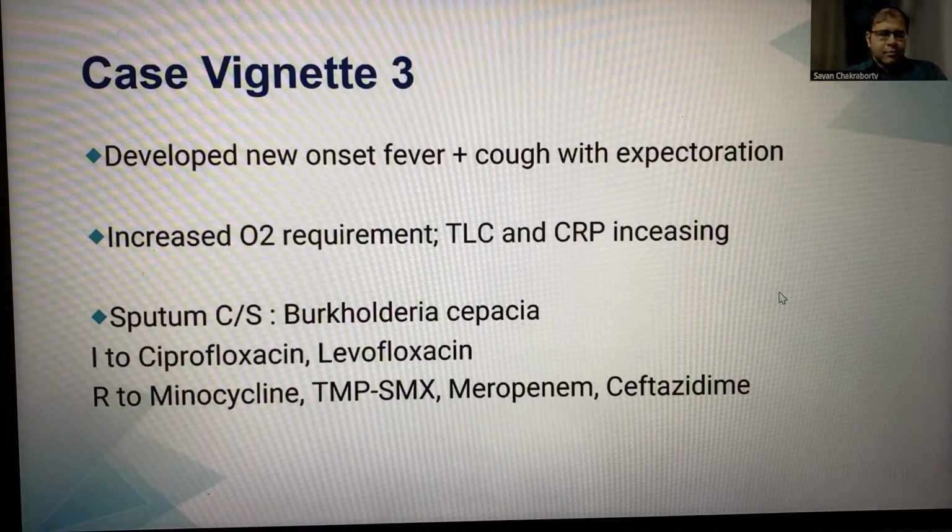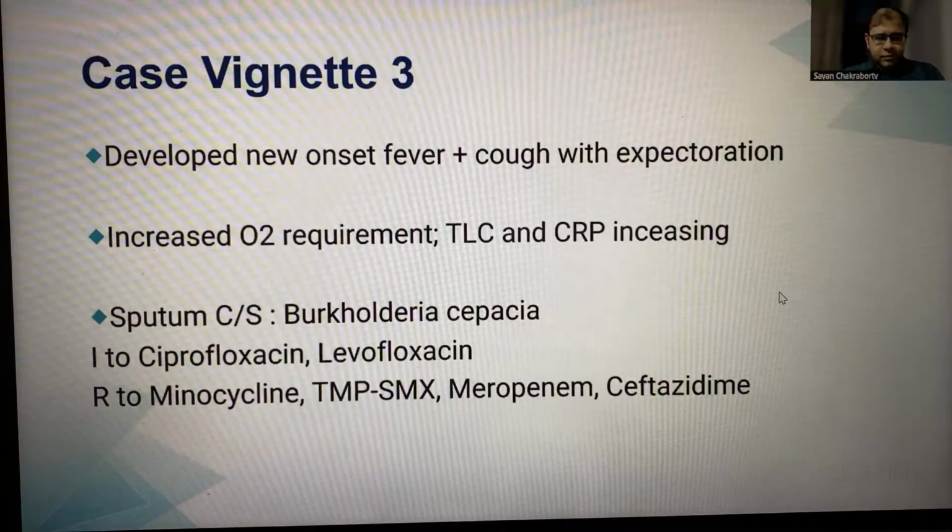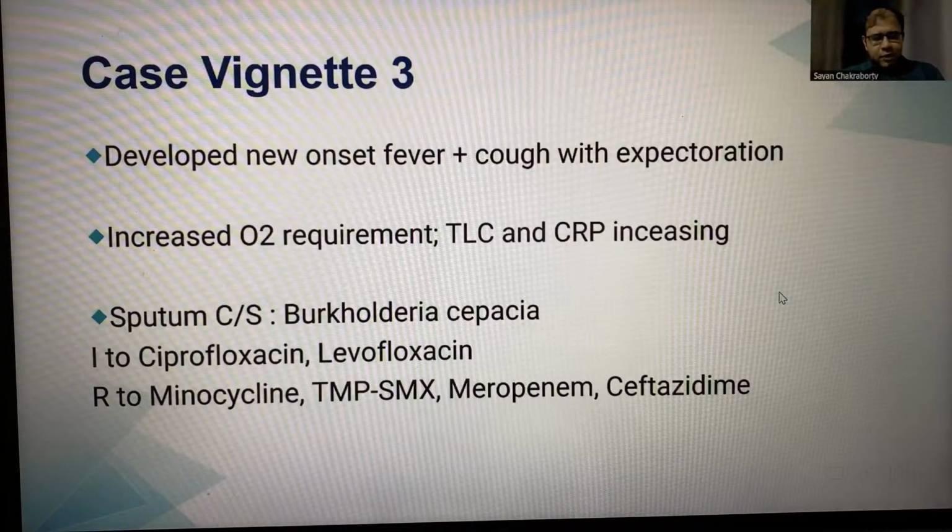She was in the ICU for some time, and she got a new onset fever, a new onset cough with expectoration. Her oxygen requirement also increased, and inflammatory markers also increased. Since she was producing sputum, we sent it, and there was a growth of Burkholderia cepacia. It became difficult to treat because it was intermediate to ciprofloxacin and levofloxacin, and resistant to minocycline, cotrimoxazole, meropenem, and ceftazidime. In this scenario, it becomes really difficult to choose which antibiotic.